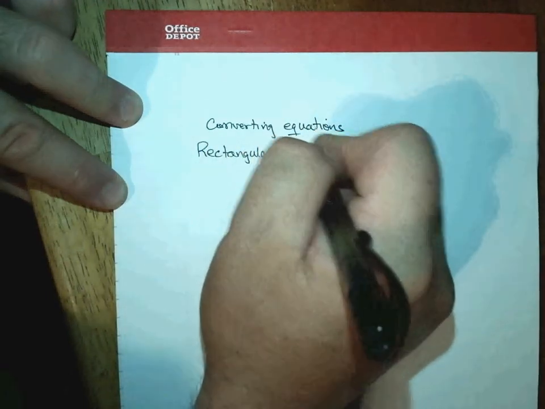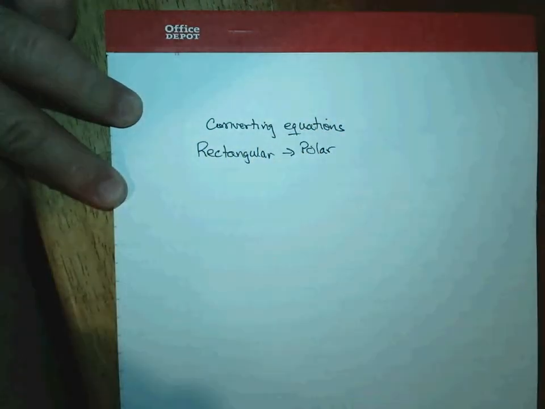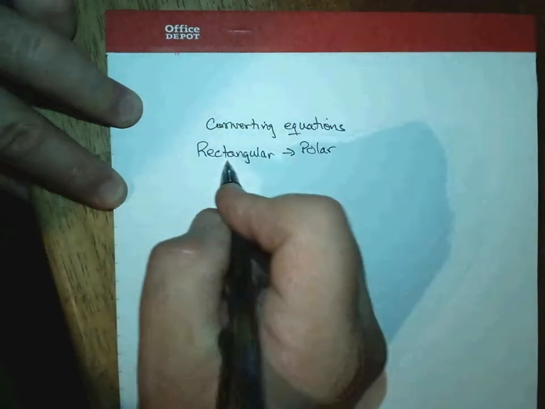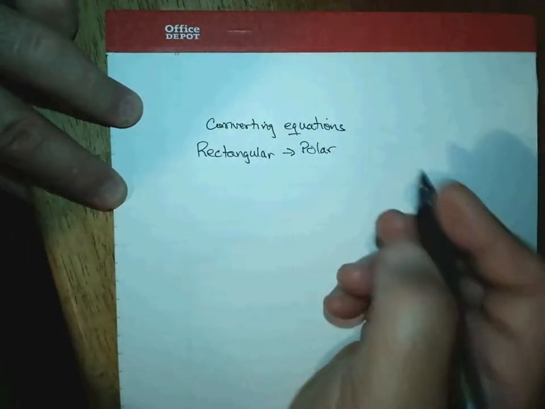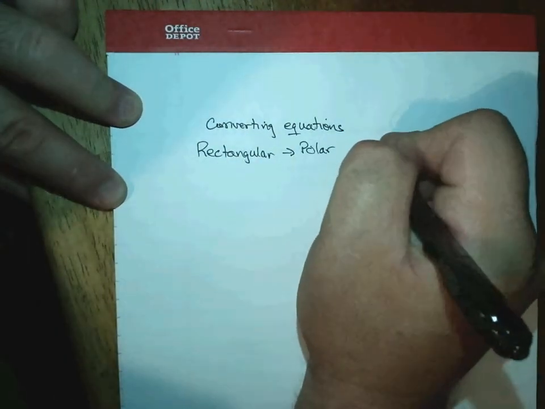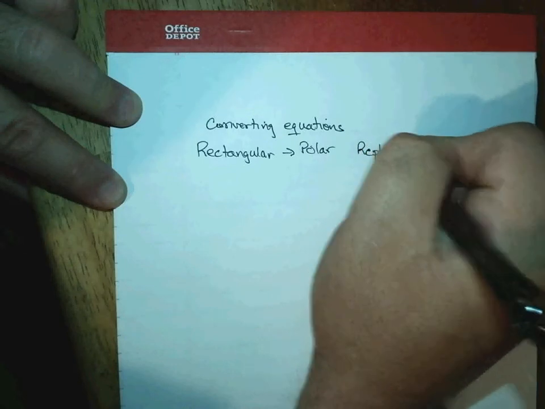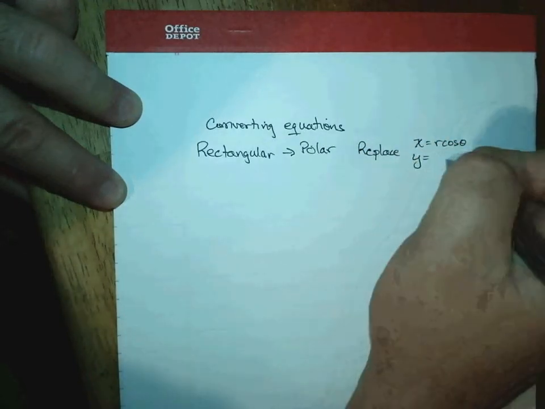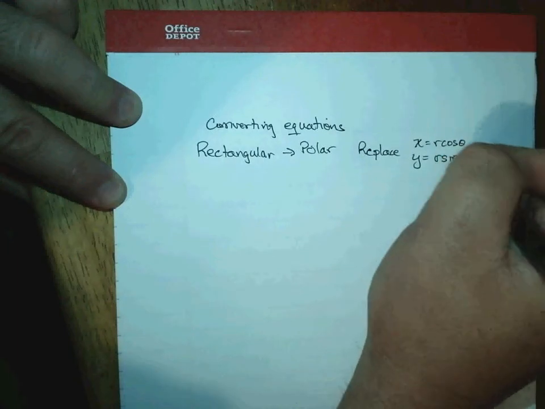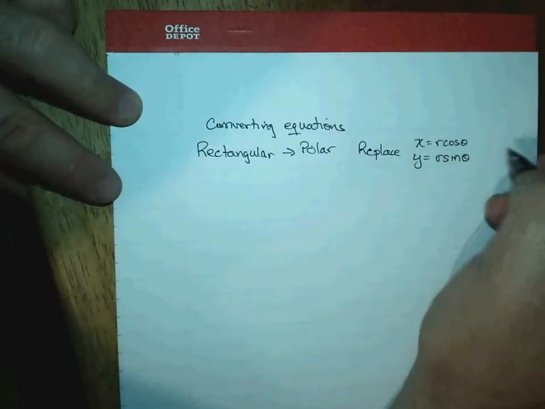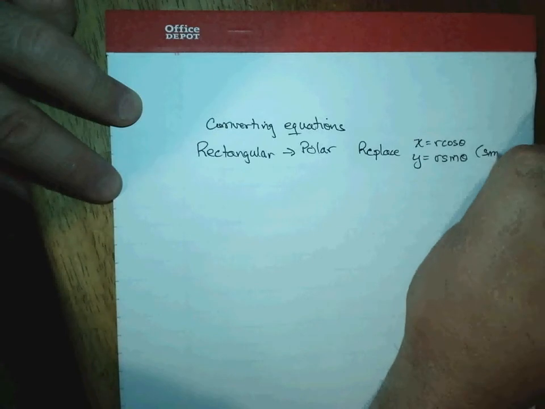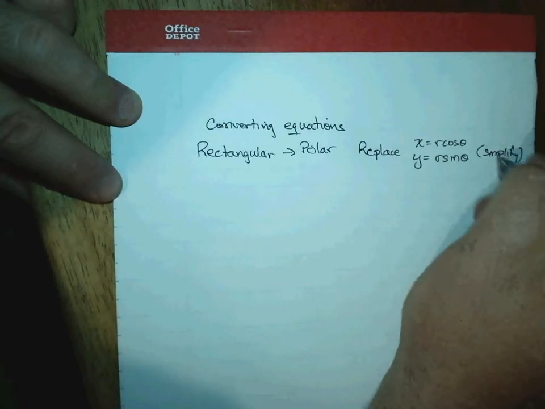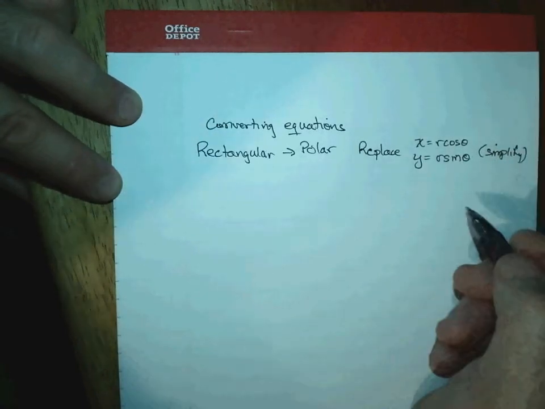Suppose you want to convert rectangular to polar. Well, all you have to do is, in your rectangular equation, meaning your equation with x's and y's, replace every x you see with r cos theta, and every y you see with r sine theta. And then very often you can simplify.